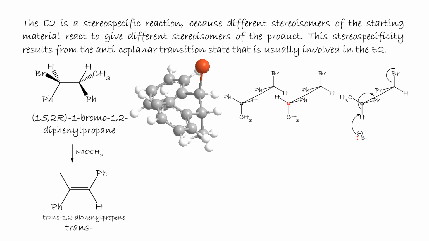The E2 is a stereospecific reaction because different stereoisomers of the starting material react to give different stereoisomers of the product. This stereospecificity results from the anti-coplanar transition state that is usually involved in the E2 reaction. Compound 1S,2R-1-bromo-1,2-diphenylpropane, when reacted with sodium methoxide, we get trans-1,2-diphenylpropene.